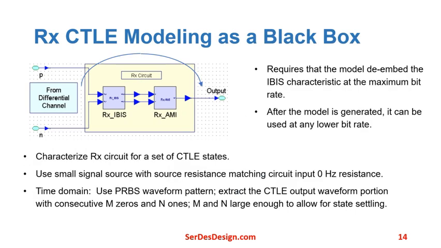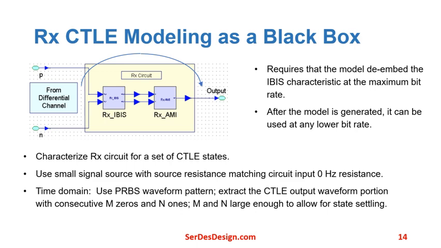The CTLE modeling approach as a black box. For this modeling approach, the circuit is characterized over a set of CTLE states. The Rx circuit characterization process is from the differential input to the CTLE output. It uses a PRBS waveform pattern that has a portion of the pattern with a consecutive set of M 0s and N 1s such that M and N are large enough to allow for state settling.